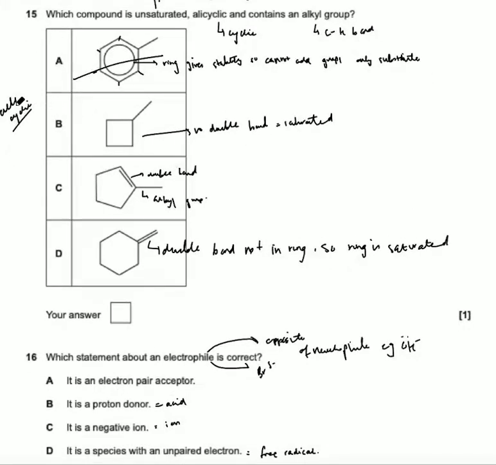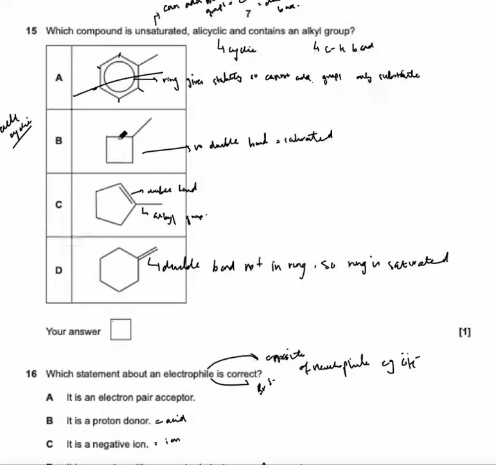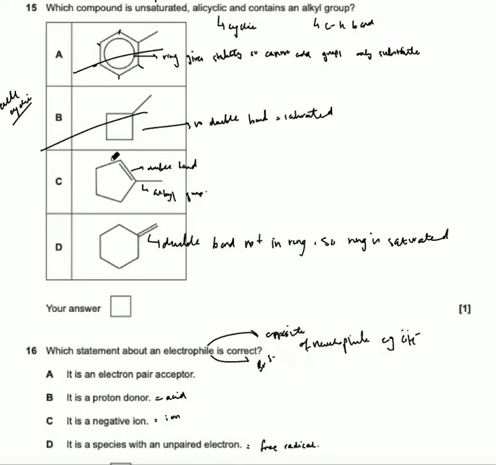So yeah, I've written here they're all alicyclic because they're all in a ring. So B, we can see it has the alkyl group. It's a cyclic, but there are no double bonds, so it's already saturated, and we cannot add more groups into the ring. So that's incorrect. C, we have alicyclic, an alkyl group, and a double bond. So we can break this double bond and add more groups, and that's why C is the answer.